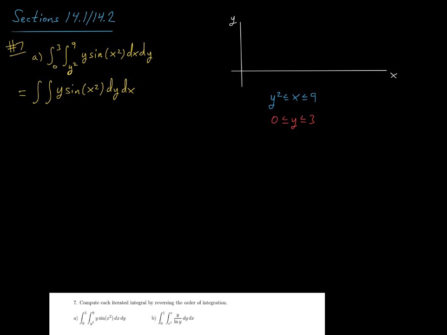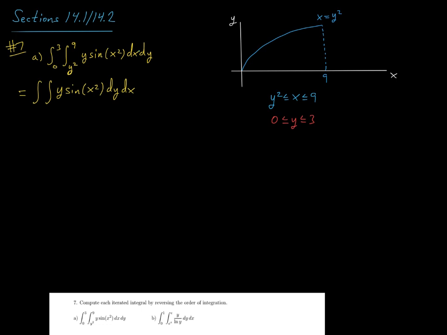Well, let's just start with x. If x was y squared, that looks like this parabola on its side. And if x were 9, that's going to be a vertical line, just at x equals 9. So let's say 9 is right here. And up here, this is x equals y squared.